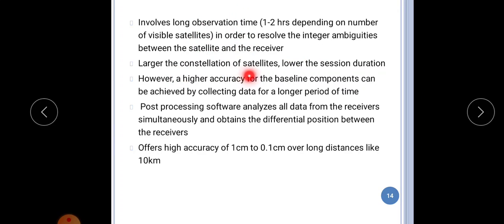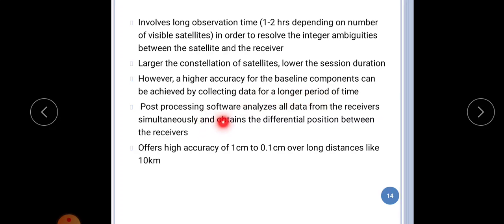Larger the constellation of satellites, lower the session duration. That is, if the constellation is larger, the duration will be less. However, a higher accuracy for the baseline components can be achieved by collecting data for a longer period of time. That is, if you are collecting the data for a longer period of time, the accuracy will also be very high.